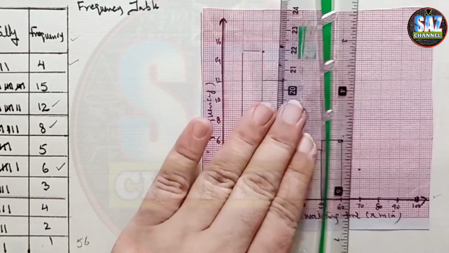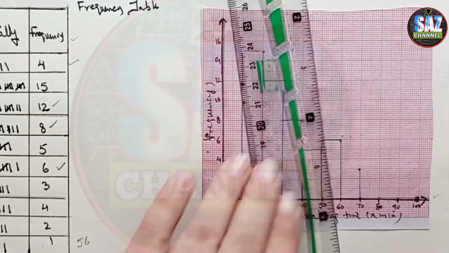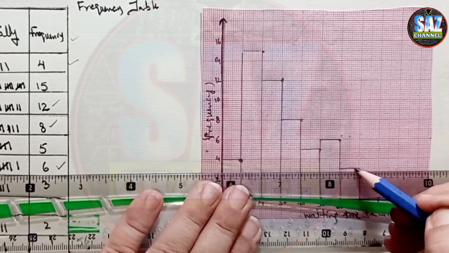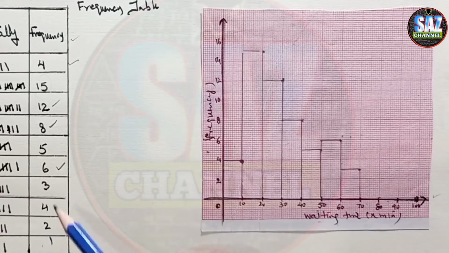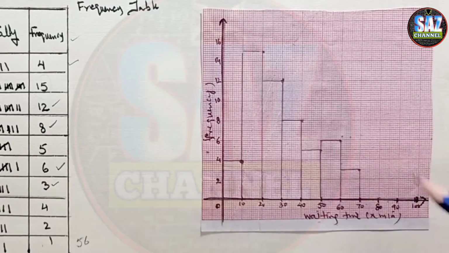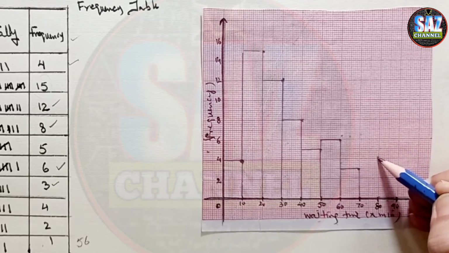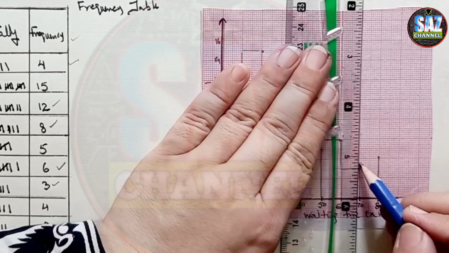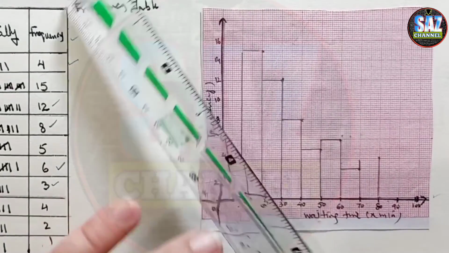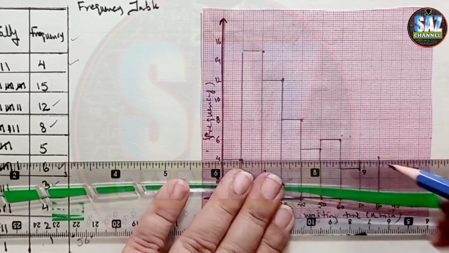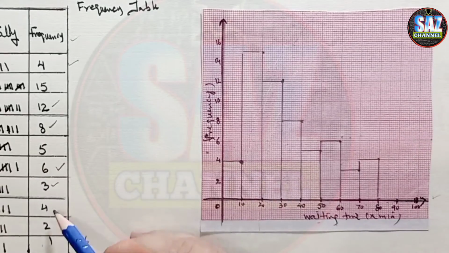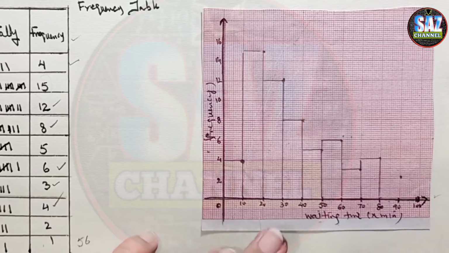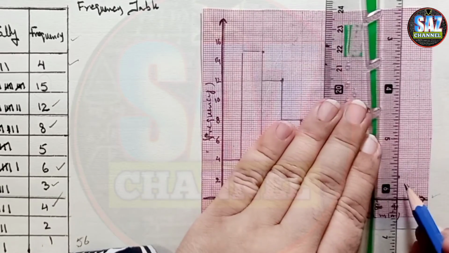Okay, a beautiful diagram we are getting. 60 to 70, this is 3. And then 70 to 80, it's 4. Let me complete the rectangle on this side as well. 4, and then 80 to 90, this is 2, and the last one is 1.